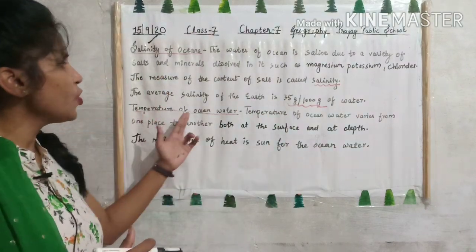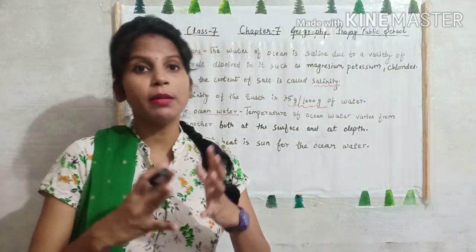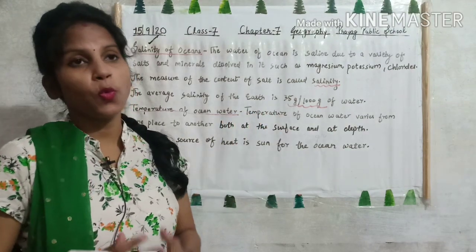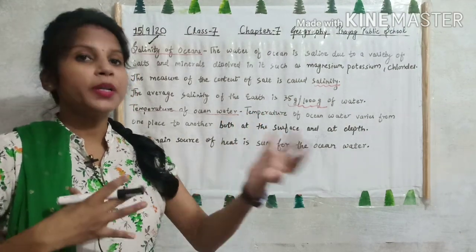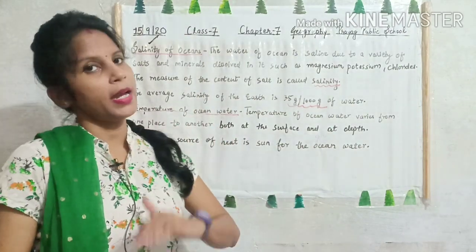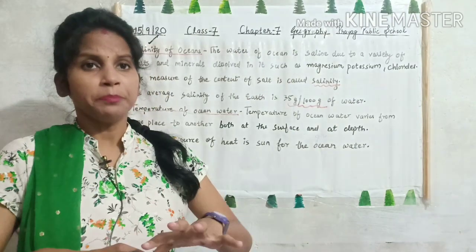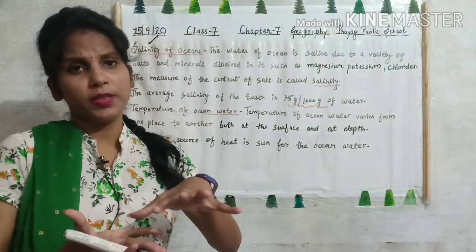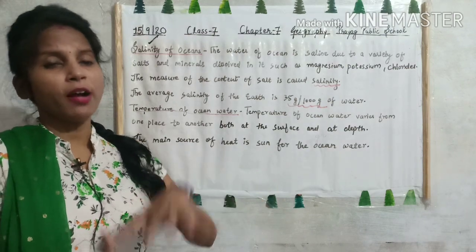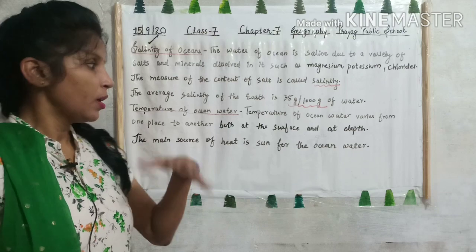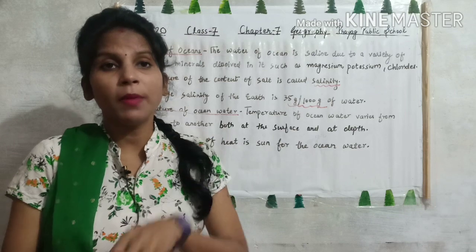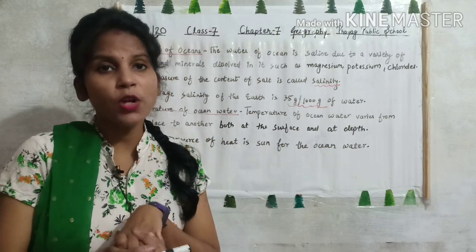Now temperature of ocean water. अगर हम ocean water के temperature यानी कि तापमान की बात करें तो what it is? Temperature of ocean water varies, मतलब differs from one place to another, both at the surface and at the depth. तो हम जानते हैं जो सी वाटर होता है, ऊपरी सतह जो होती है, और जो नीचे की डेप्थ में होती है, वो दोनों में काफी वेरिएशन होता है ना. तो the main source of heat is sun for the ocean water. अगर हीट की बात करें तो मेन सोर्स ऑफ हीट क्या है ओशियन वाटर के लिए?